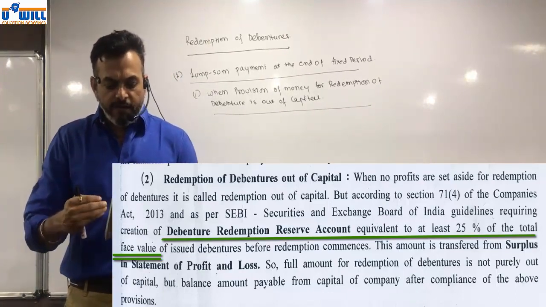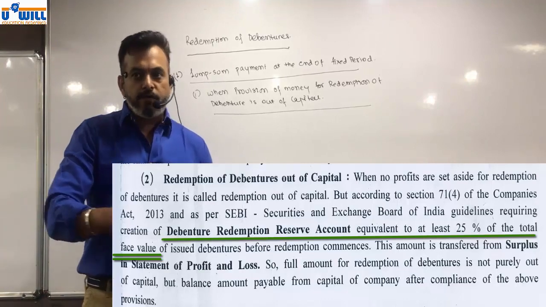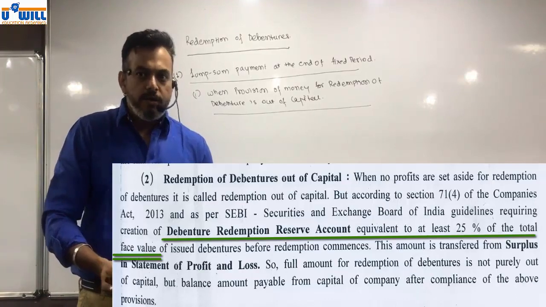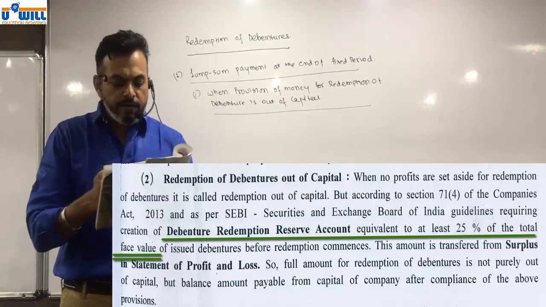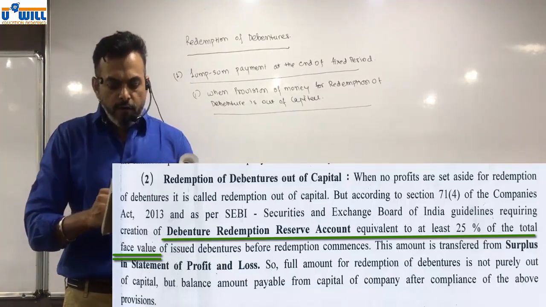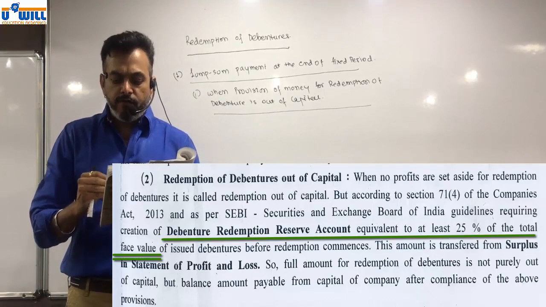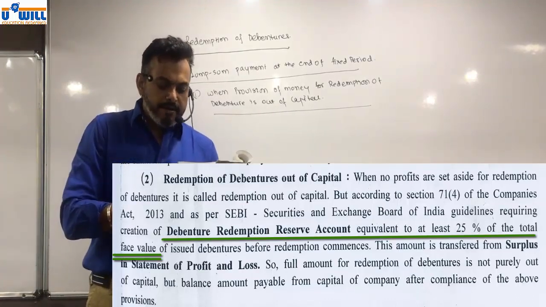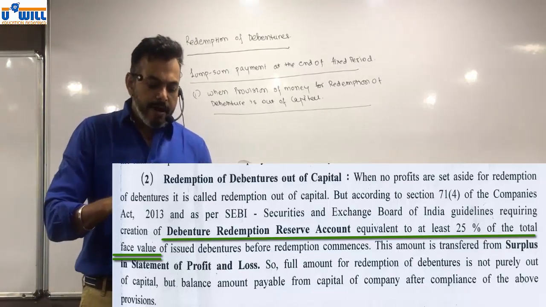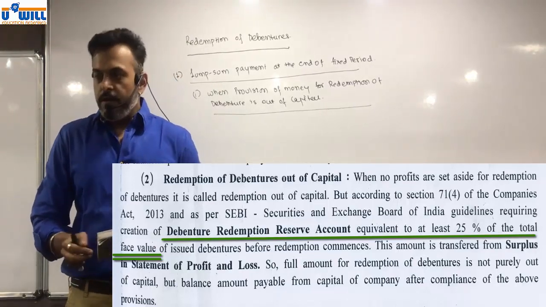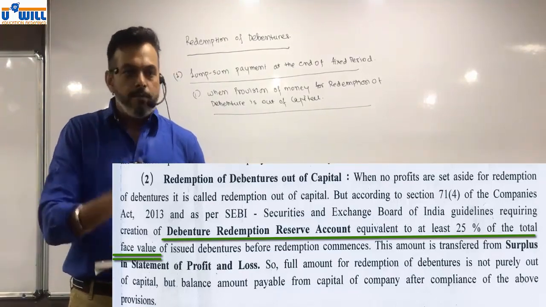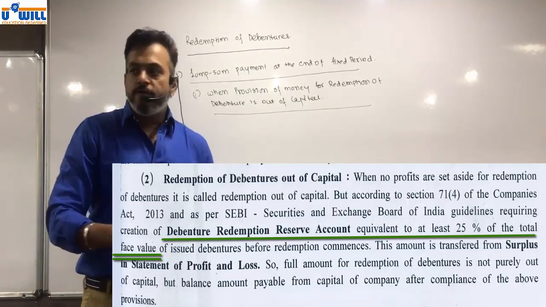This amount is transferred from, now ये 25% of the face value of debenture issued कहाँ से ट्रांसफर होगा? ये ट्रांसफर होगा from surplus in statement of profit and loss account. So full amount of redemption of debenture is not purely out of capital, but the balance amount payable from capital of the company after compliance of the above provision. यानी 25% जो हम ट्रांसफर कर रहे हैं, that is out of the current year profit, and balance is out of capital.